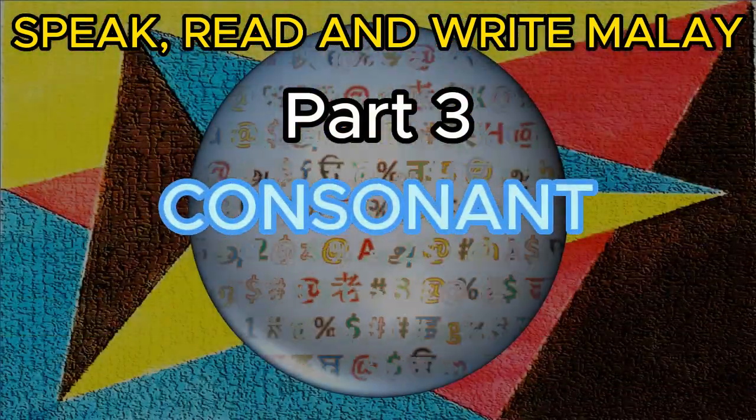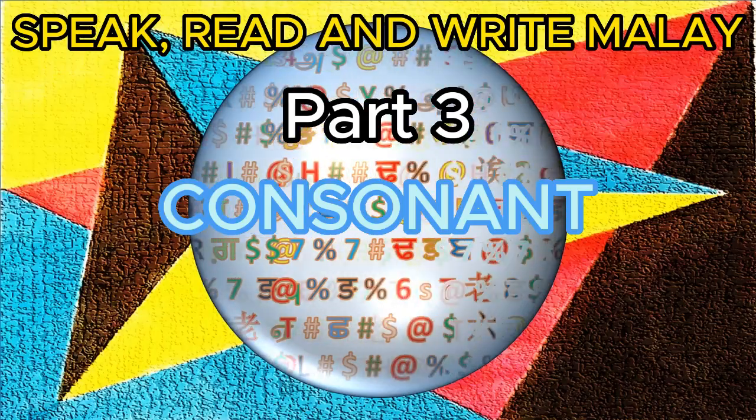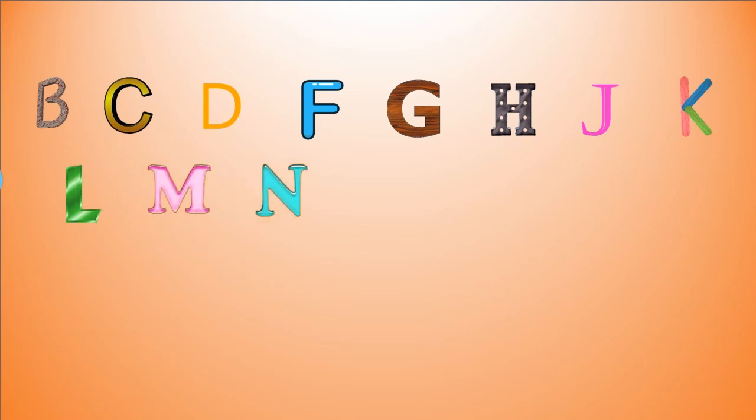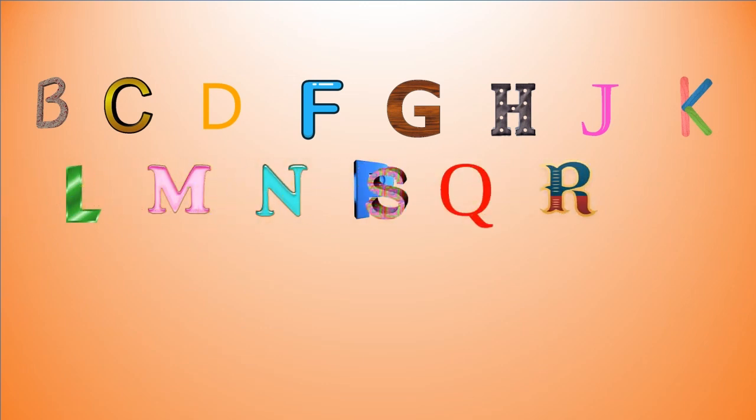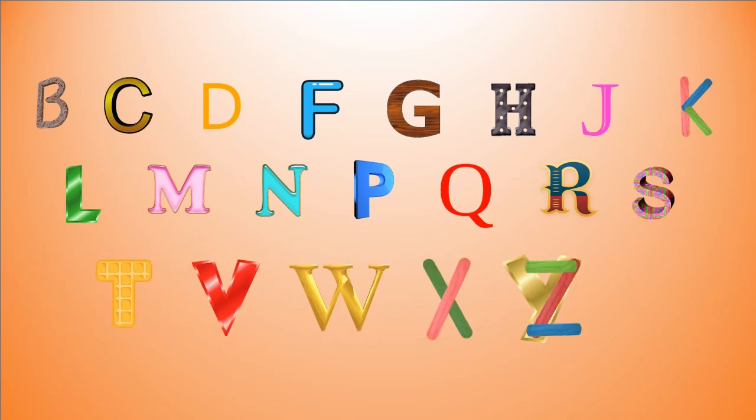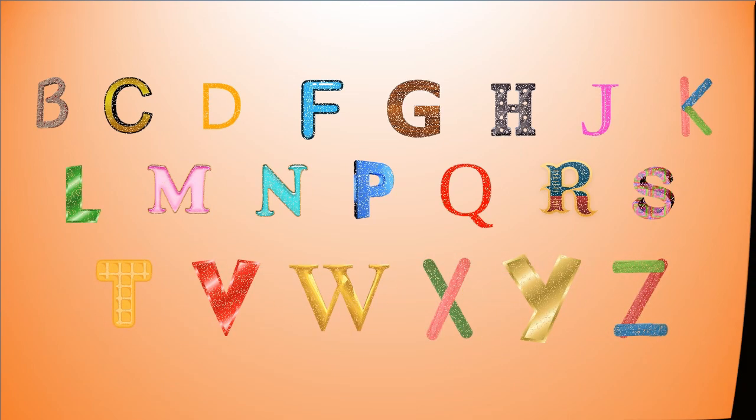In part 2, the 5 vowels were discussed, which represent the sounds A, E, I, O and U. In this part, we are going to explore the sounds of the consonants from B to Z. The interesting part about consonants in Bahasa Malaysia is that all of them represent only one sound. This makes your learning easier. Trust me.